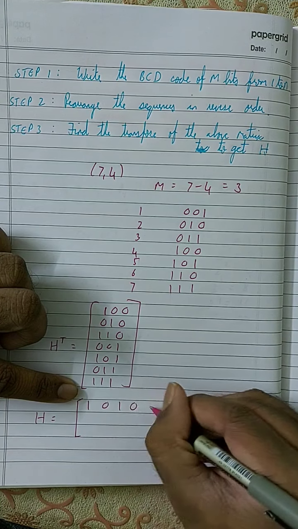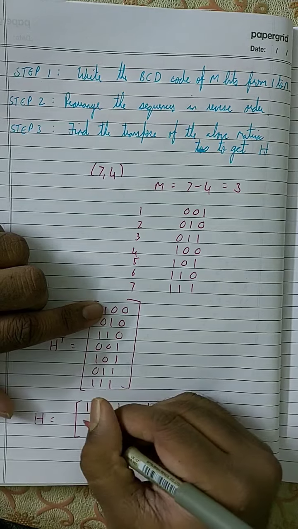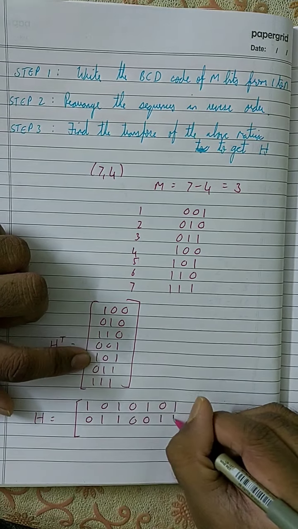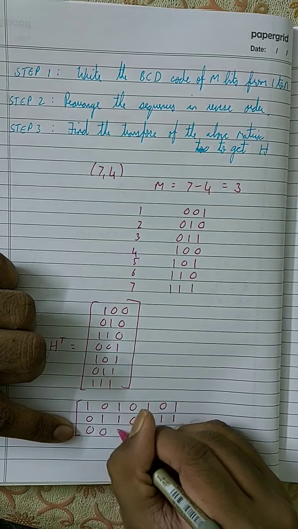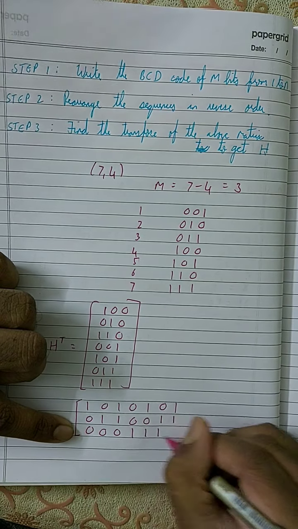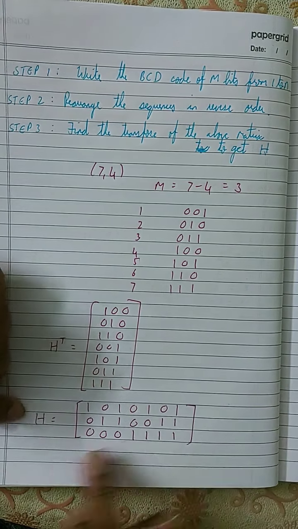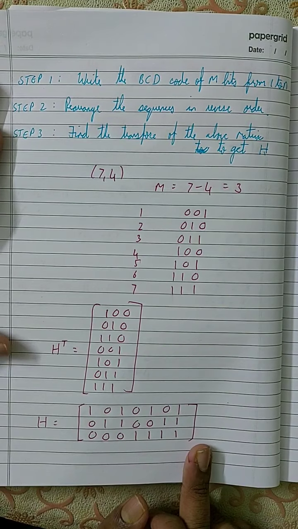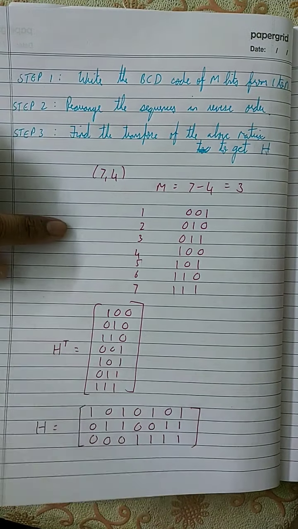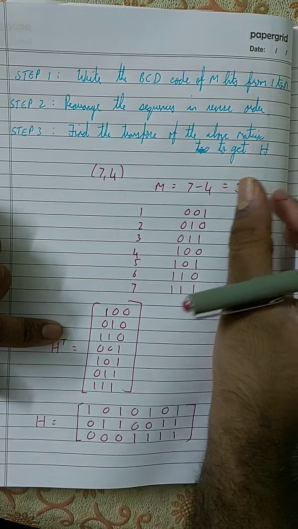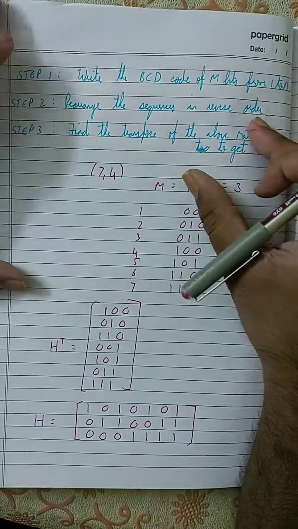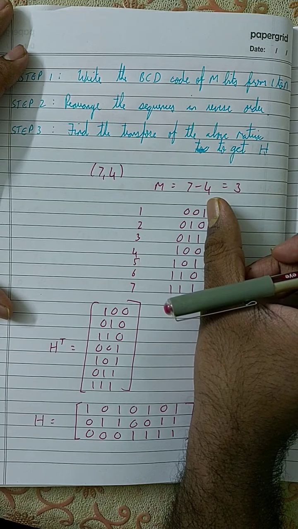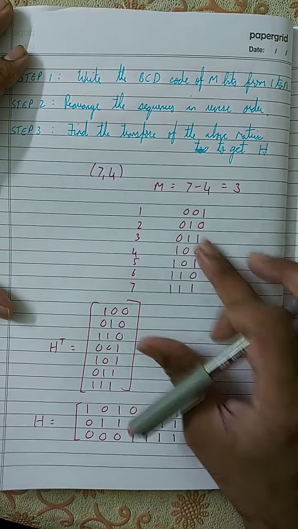1 0 1 0 1 0 1. You have 0 1 1 0 0 1 1, and here you have 0 0 0 1 1 1 1. This is H. So the construction of H is very easy. All you have to do is simply follow these 3 steps. That is, you find the BCD, binary coded decimal, of the M bits, and then you number it from 1 to N.